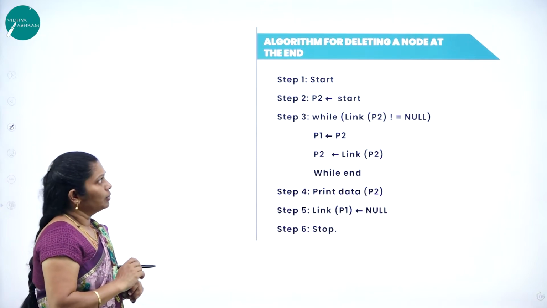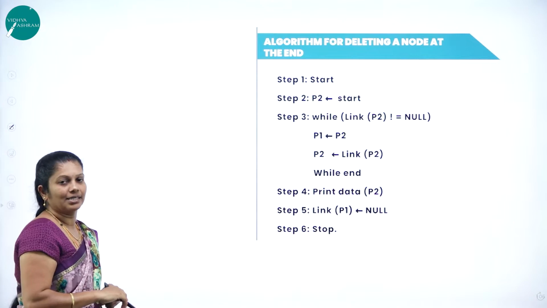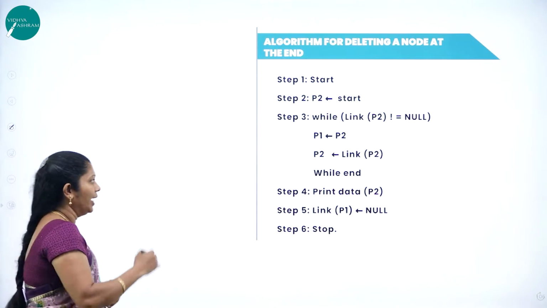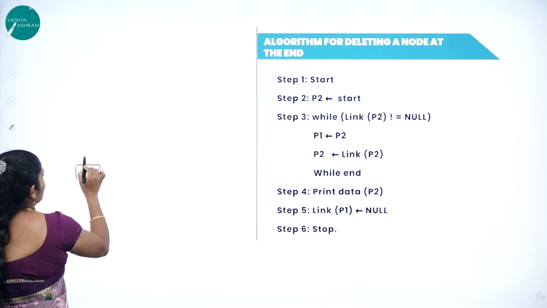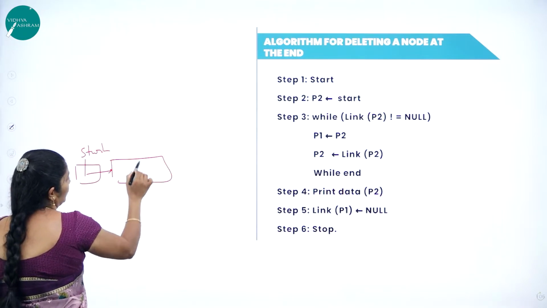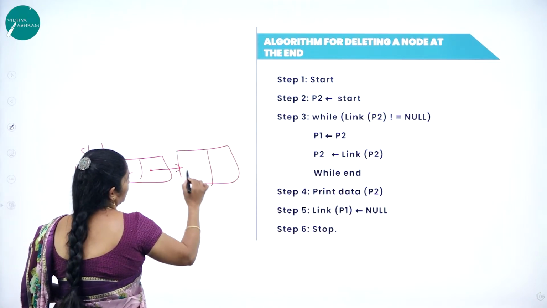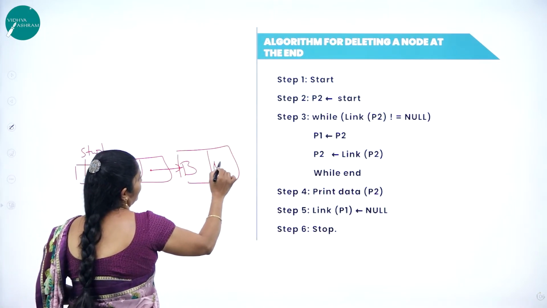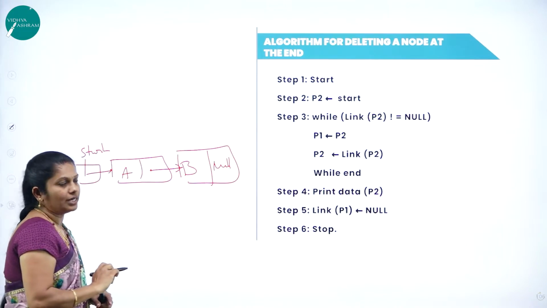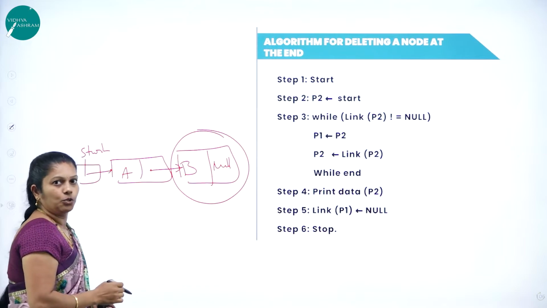Next, we will discuss the algorithm for deleting a node at the end of the linked list. And we have to delete the node. In the same way, the start contains the address of the first node, and then it contains the value in the node A. Then here it contains the address of the next node, for example here B, and then null. Here which node are we deleting? The last node. The last node we have to delete.